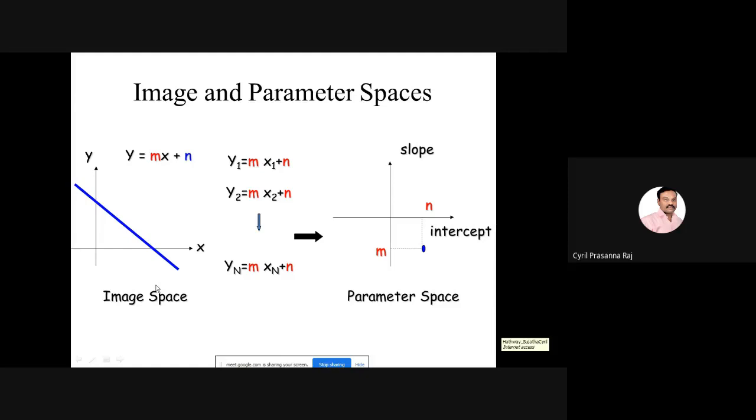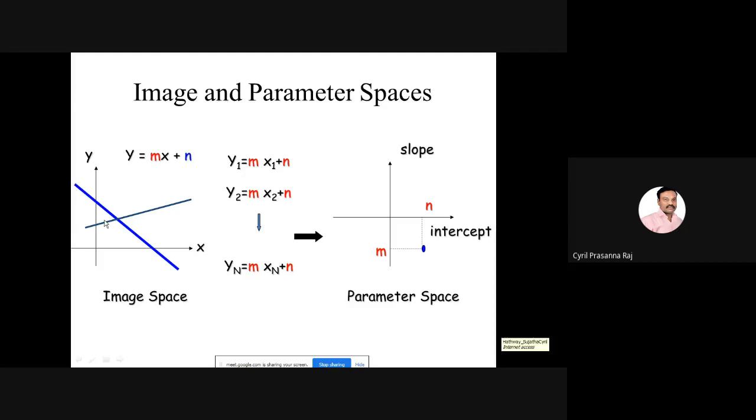This is the only difference that we try to see here in this slide: there is an image space, then there is a parameter space. In the image space, your x and y axes are known. That is, your x axis is there, y axis is there. But instead of x and y axes, we are replacing them with the intercept axis and slope axis. Let us see why this is required, and that is how the Hough transform is understood.